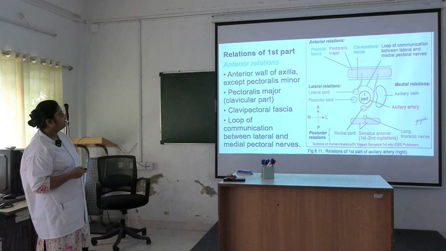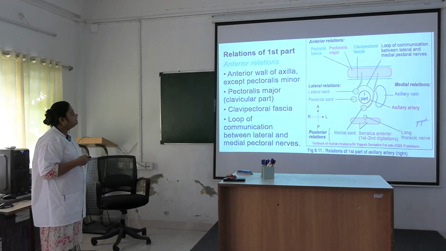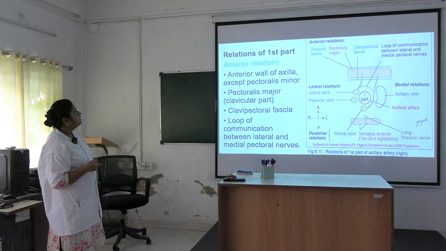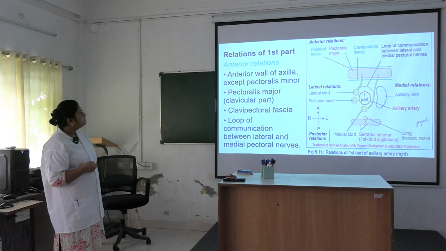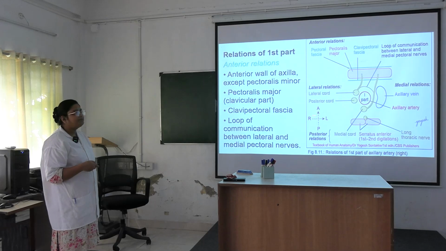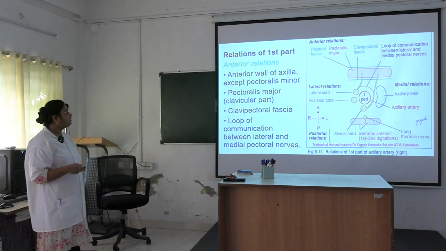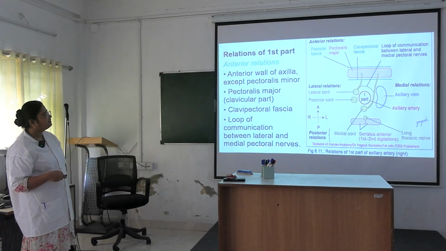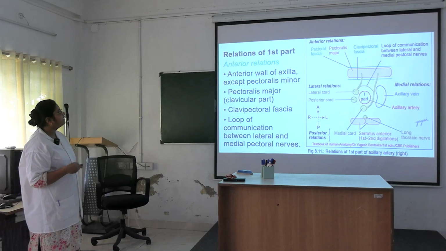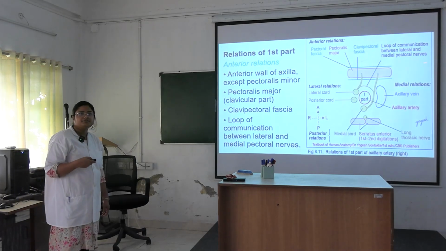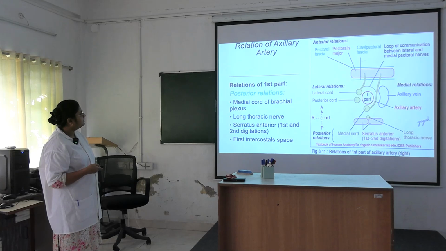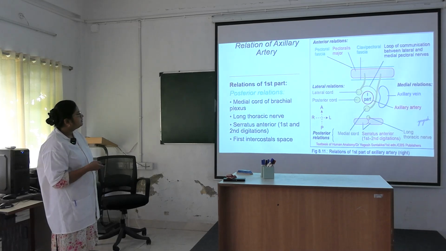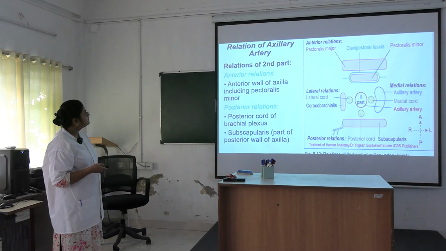Next, anterior relation to the artery. Anterior wall of axilla except the pectoralis minor, pectoralis major, clavicular part, clavipectoral fossa, loop of communication between lateral and medial pectoral nerves. These are lying in anterior relation to the first part of the artery. You see this, these are not that much important.